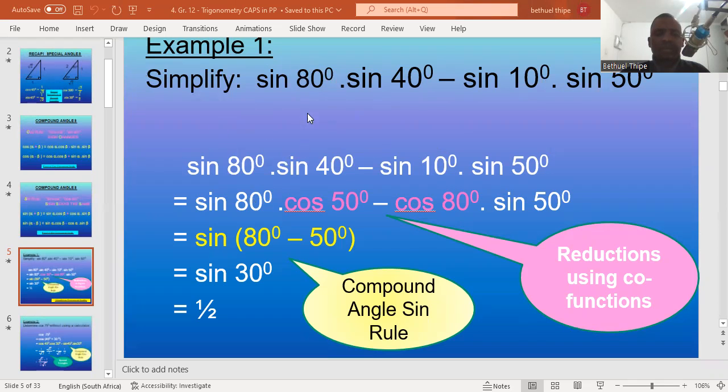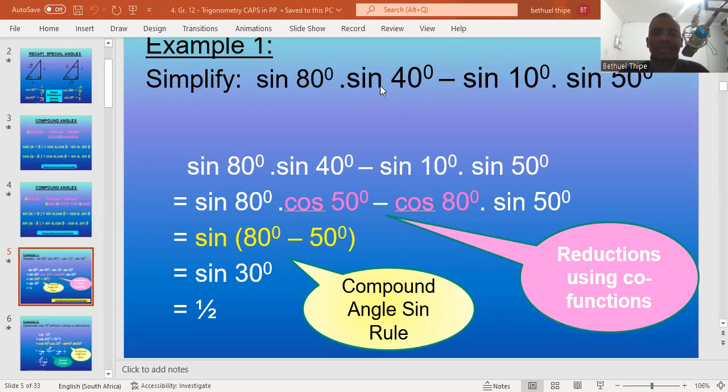Before we proceed, if we look at these angles here, they're not the same. This is 80 and here we have 10. Here we have 40 and this side we have 50. So the first thing that we must know is that we have to express these angles here in terms of these ones which are on the right. What do I mean by that? I mean that I have to express everything in terms of 80 and 50. So how should I do that?